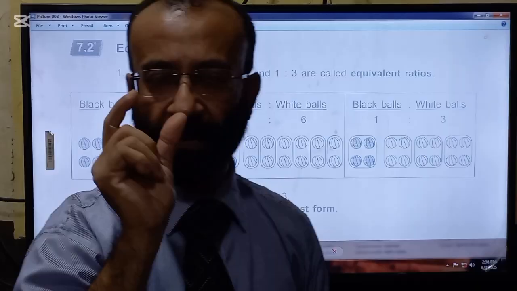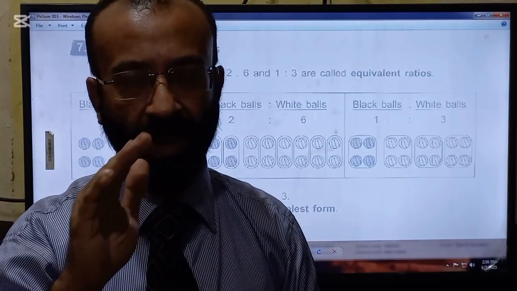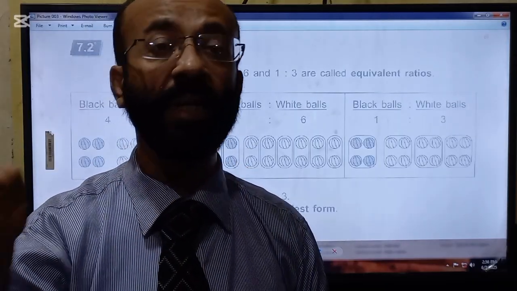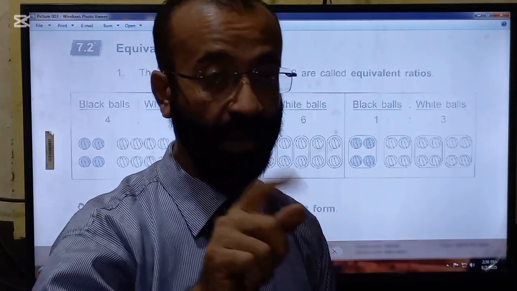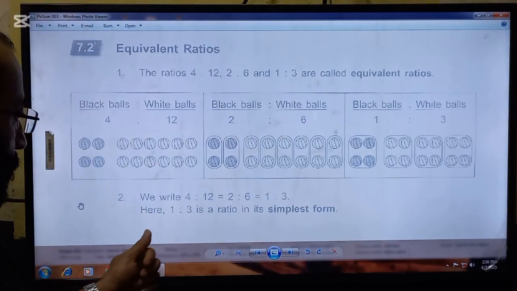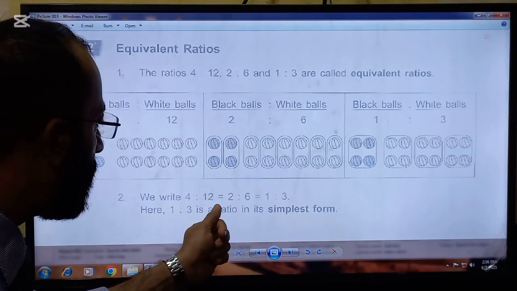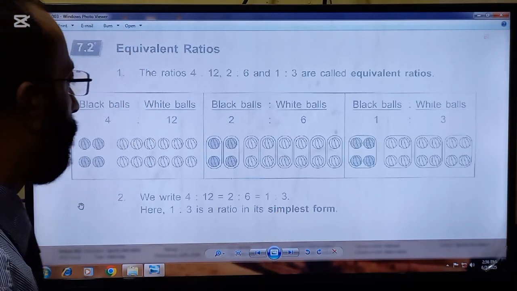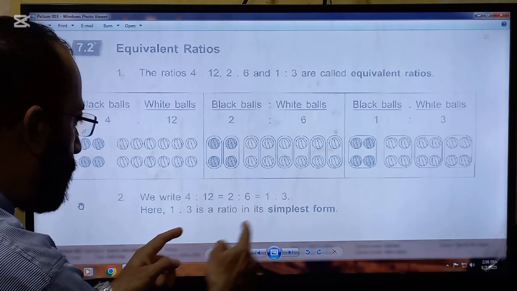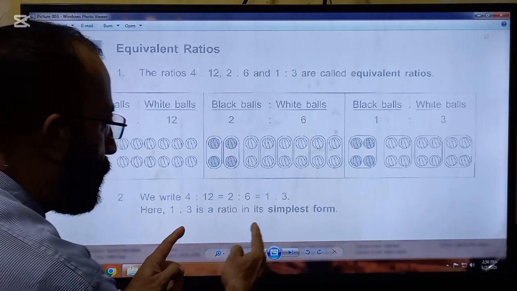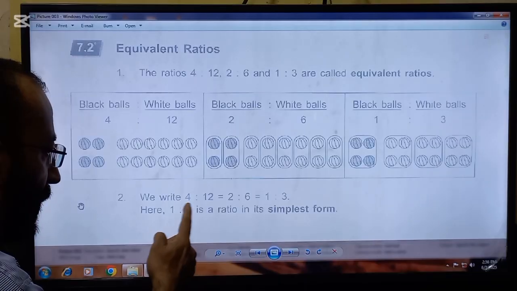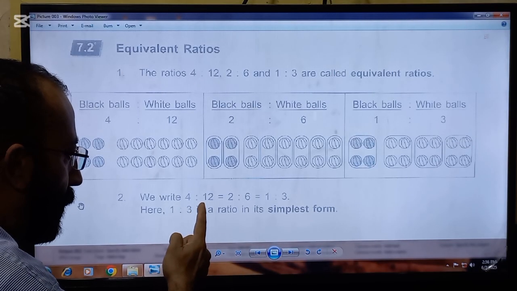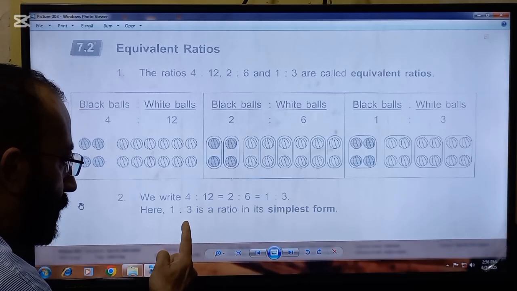So if we are given a ratio, if we multiply with the same number or divide with the same number, the new ratio will be called the equivalent ratio of the previous one. So we write 4 to 12 is equal to 2 to 6 is equal to 1 to 3, because all these three ratios are having 1 to 3 as the ratio in its simplest form. Because if we divide these two numbers by the same number 4, so 4 1s are 4, 4 3s are 12, so this will be the answer.